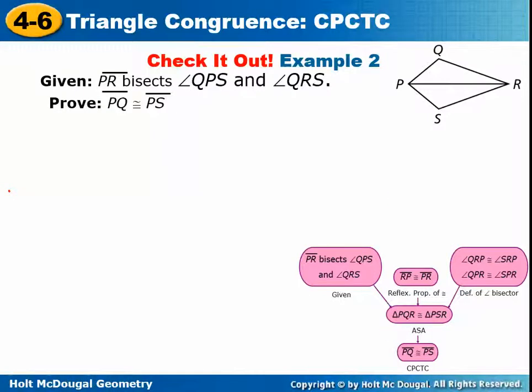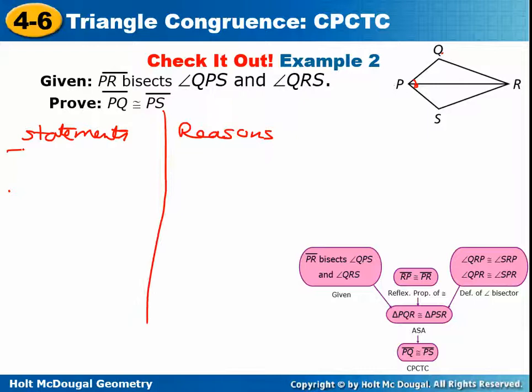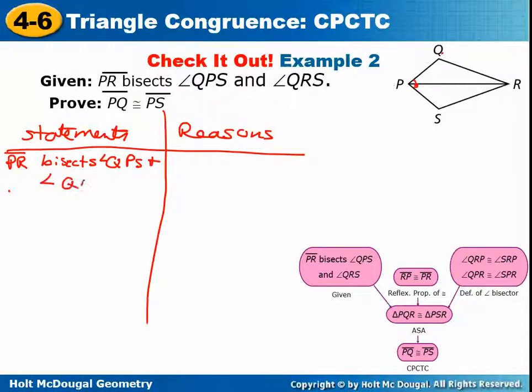Okay, this is another example. It's quite similar, except this time PR bisects angle QPS, so it's going to result in two congruent angles here. So when we do our proof, we're going to be using something besides side, side, side, because we're going to be having some information about angles. So PR bisects, oh, it bisects both of those angles, angle QPS and angle QRS.